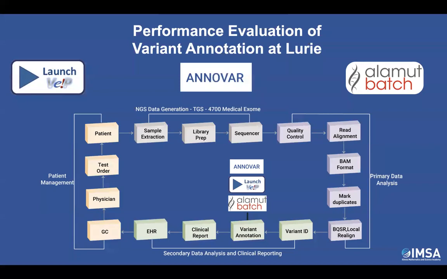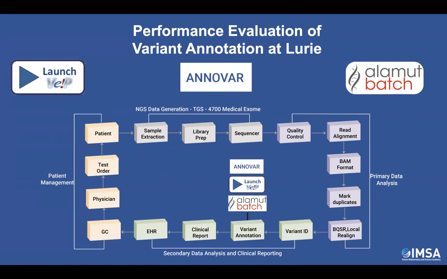So given the wide variety of variant annotation software that are available today for clinical NGS, in this study, I evaluated the performance of 3 variant annotation software. So Ensembl's open source variant effect predictor, or VEP, Annovar, and a commercial tool called Alamut Batch. So all 3 platforms generate transcript and protein-based variant nomenclature from genomic coordinates as per HGVS standards.